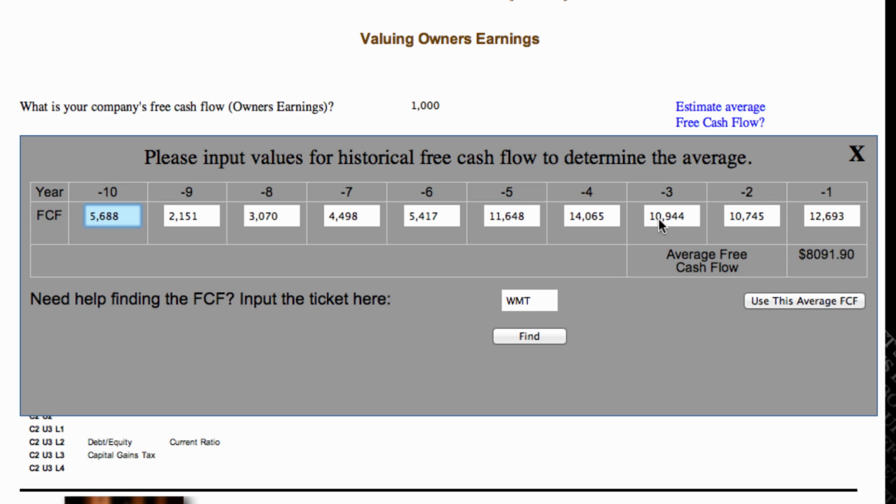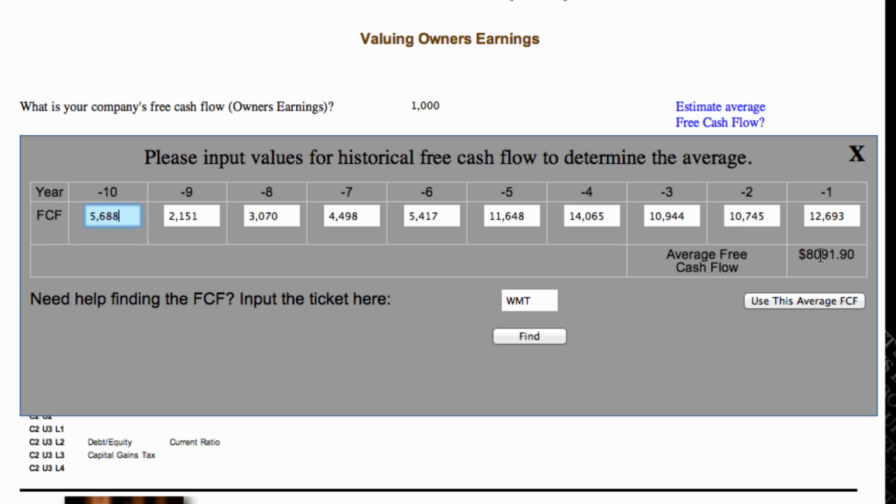So we want to take the average of this owner's earnings, also known as the free cash flow, because what you'll find is that for a lot of companies, this free cash flow changes pretty dramatically from year to year, because the company might have a lot of capital expenditures in one year and maybe not in the next. And that's why we're taking 10 years of data to come up with that average.